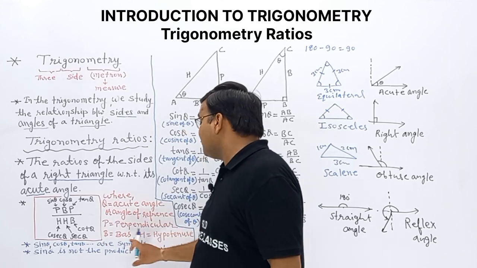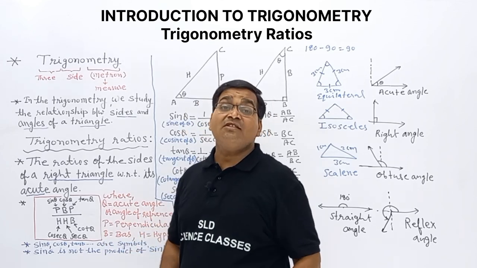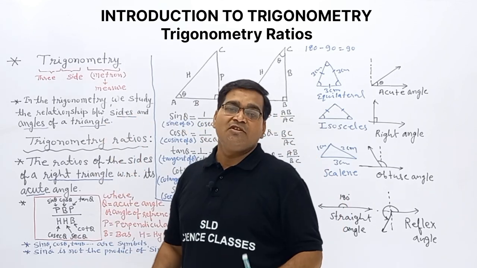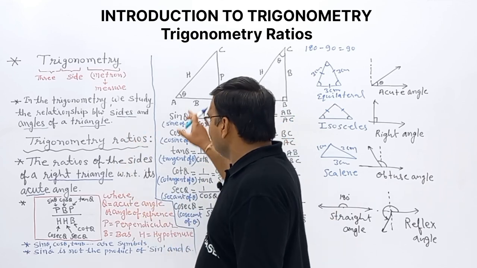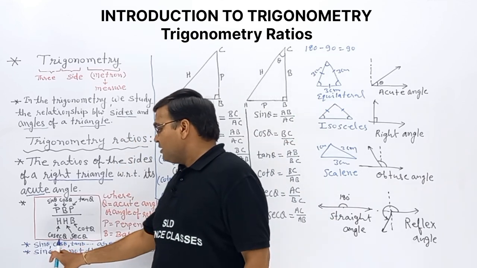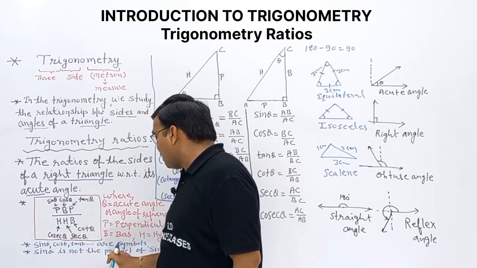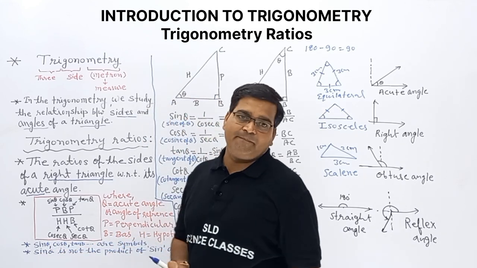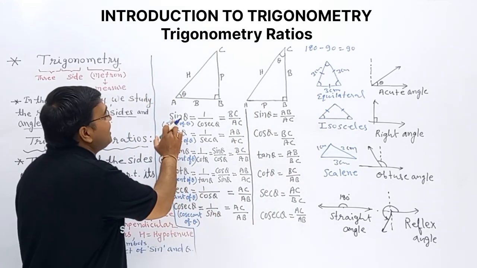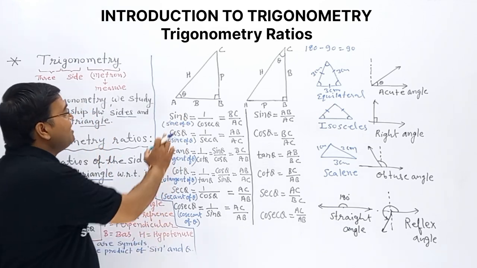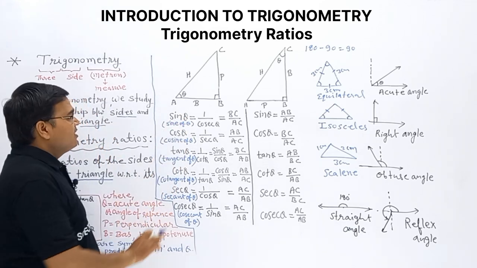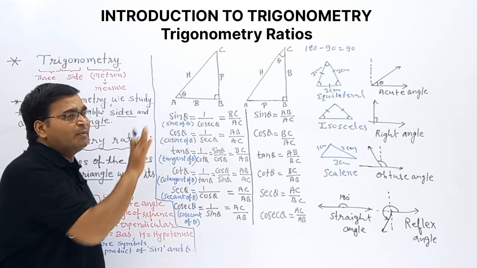They are 6 symbols, 6 trigonometric ratios, or 6 trigonometric functions, we can say. Sin theta is not the product of sin and theta. We cannot separate sin and theta. It is a symbol. Sin theta is a symbol. Sin and theta are not in multiplied form.